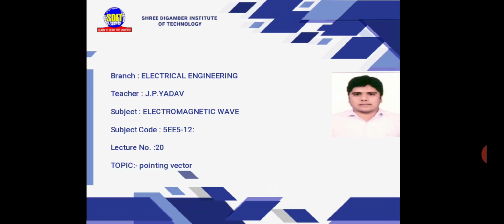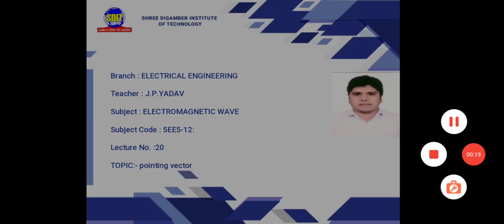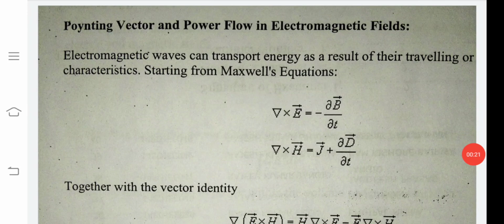Today my topic is Poynting vectors. What is the Poynting vector? A quantity describing the magnitude and direction of the flow of energy in electromagnetic waves. It is named after English physicist John Henry Poynting, who introduced it in 1884.